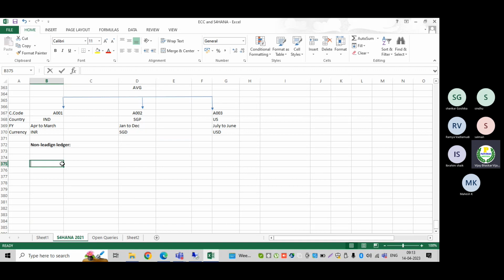The concept of ECC and S4HANA we need to understand.